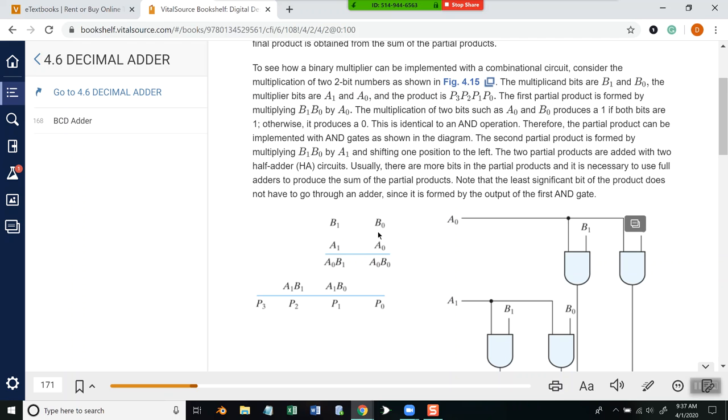This is what they're referring to here, multiplying those two together.